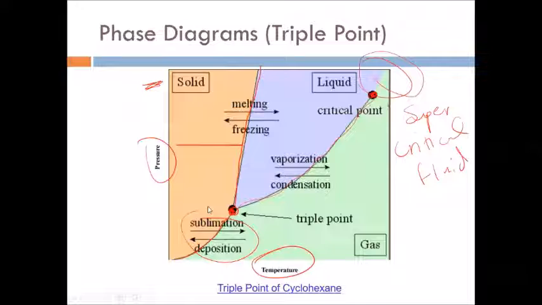All right. So in order to get to that triple point, usually you have to use a vacuum to suck out the extra stuff to lower the pressure to get it to that point. Temperature is easier to manipulate.